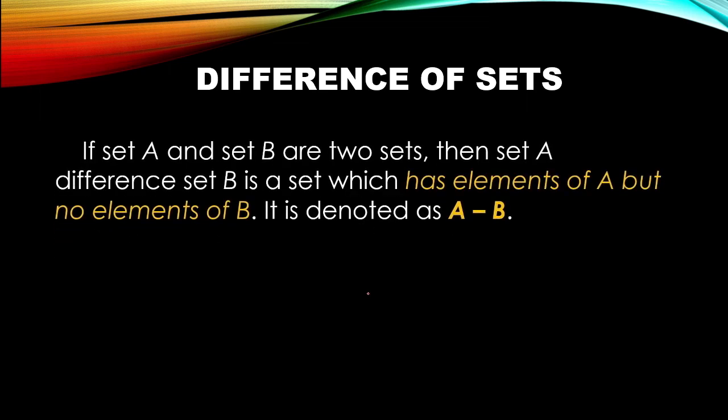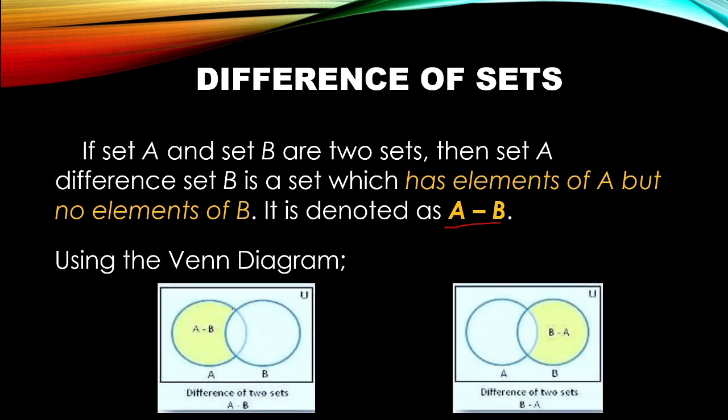Difference of sets. If set A and set B are two sets, then set A difference set B is a set which has elements of A but no elements of B. It is denoted as A minus B. So, using the Venn diagram, we can see the two Venn diagrams intersecting. Ito yung A, ito yung B, set A, set B. So, pag sinabi natin A minus B, we are going to subtract all the elements from set B. Tatanggalin natin si set B. So, ang matitira lang na naka-highlight ay itong part na to. Yan ang A minus B.